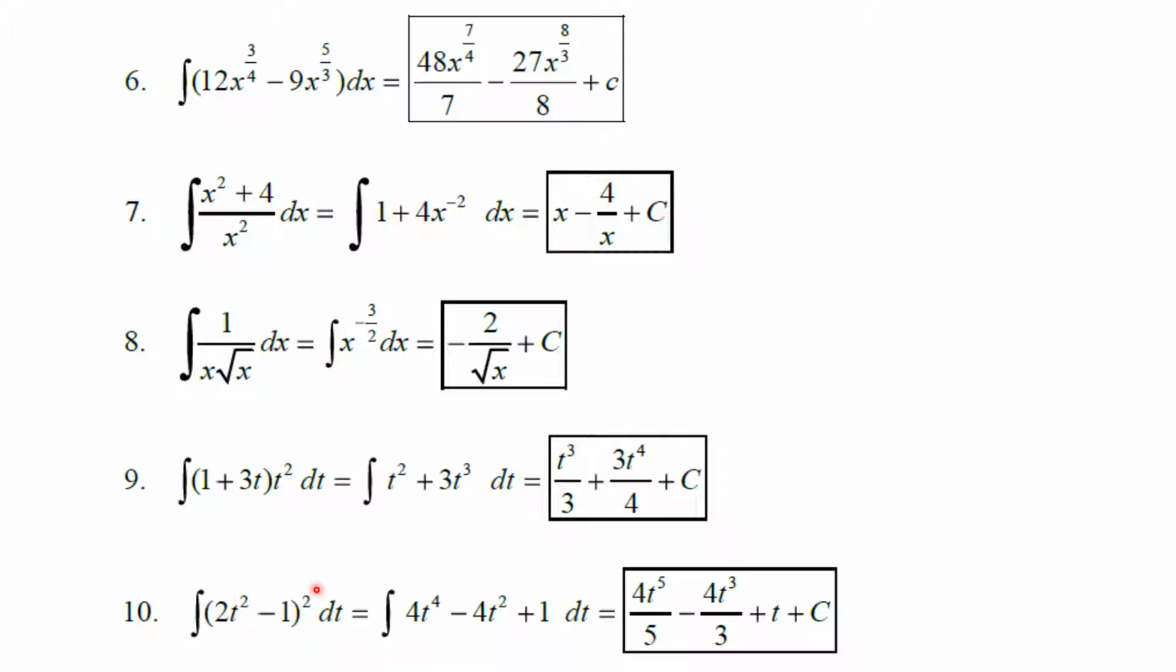For number 10, the function is a squared function. Therefore, you have to actually expand the quadratic function first. So when you expand this quadratic, it becomes a quartic function. So expand this using the normal expansion law. And then you will result in this. And then individually integrate each term. And of course, don't forget to add the c.